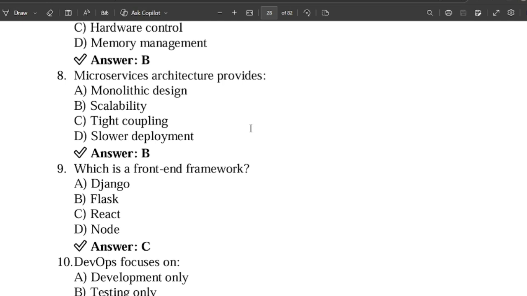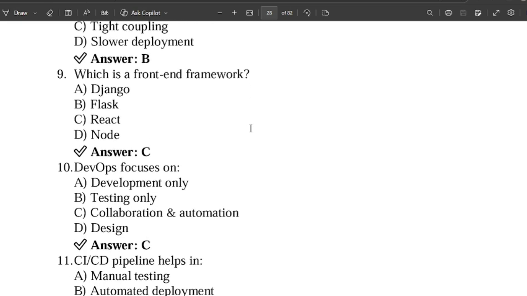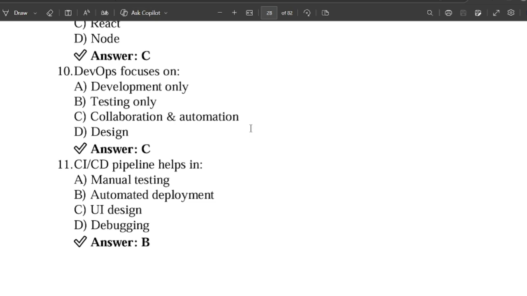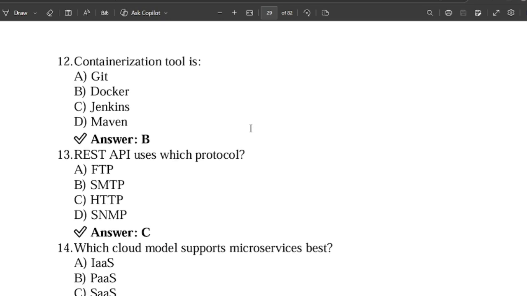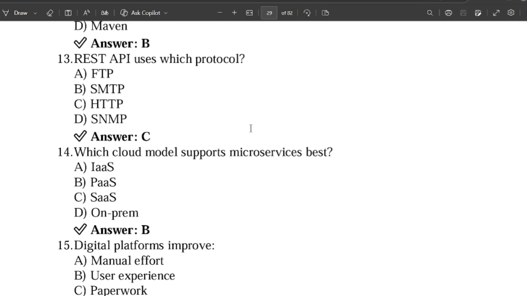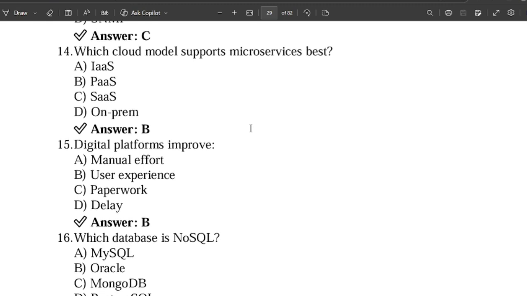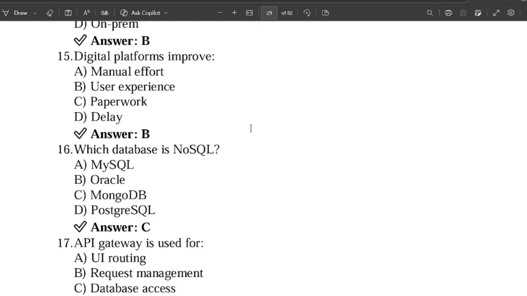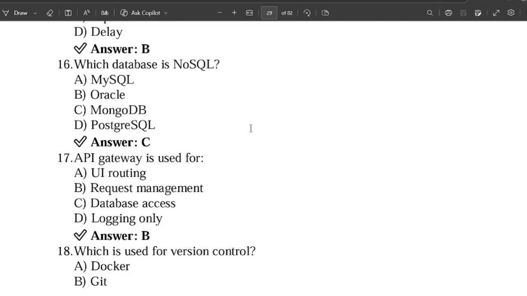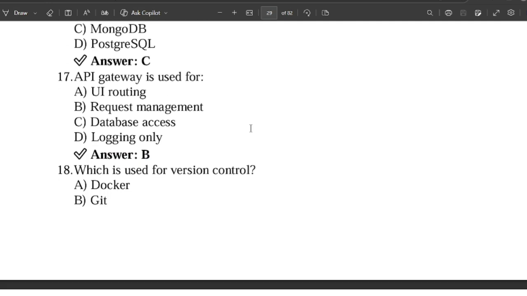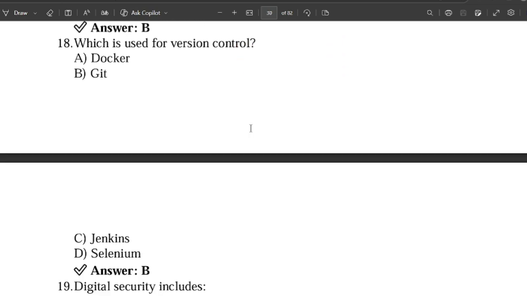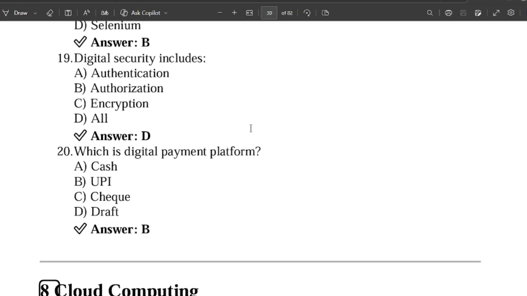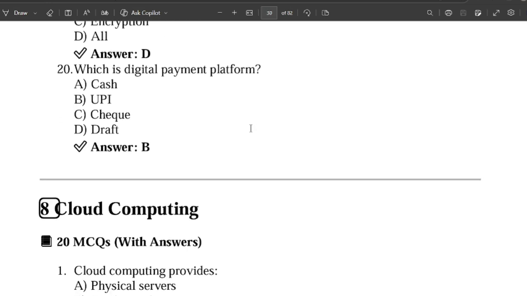Microservices architecture provides scalability. Which is a front-end framework? React. DevOps focuses on collaboration and automation. CI/CD pipelines help in automated deployment. Containerization tool is Docker. REST API uses which protocol? HTTP. Which cloud model supports microservices-based apps? PaaS. Digital platforms improve user experience. Which database is NoSQL? MongoDB. API gateway is used for request management. Which is used for version control? Git. Digital security includes all. Which is a digital payment platform?